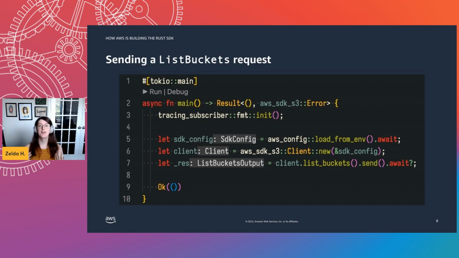All requests in the SDK get constructed by these builders, where you say what builder you want, you call methods to set any inputs that it might require, then you call send, and that's going to turn it into a future, which you can then await.